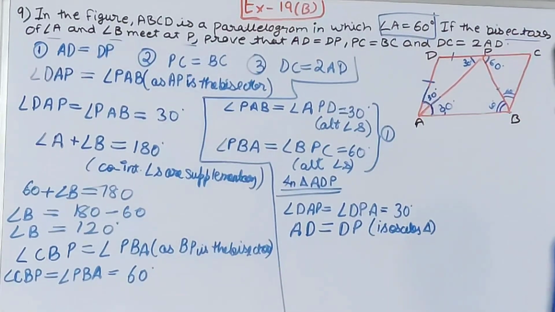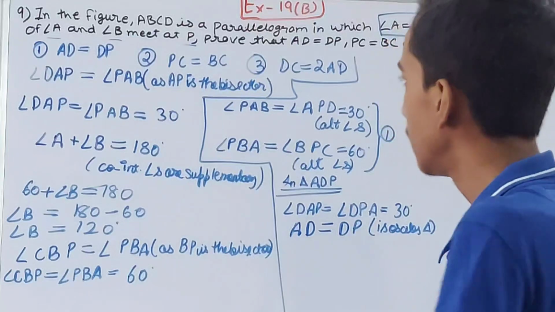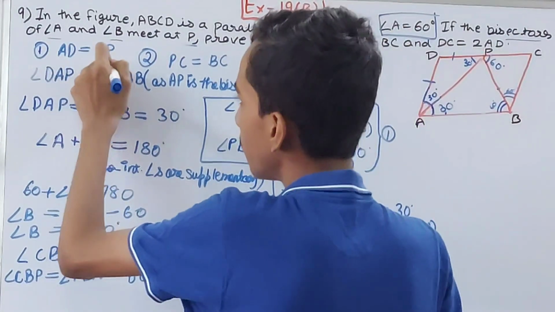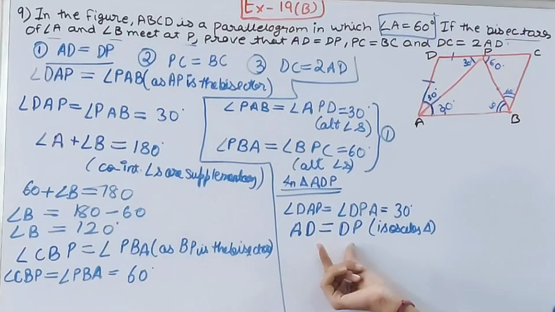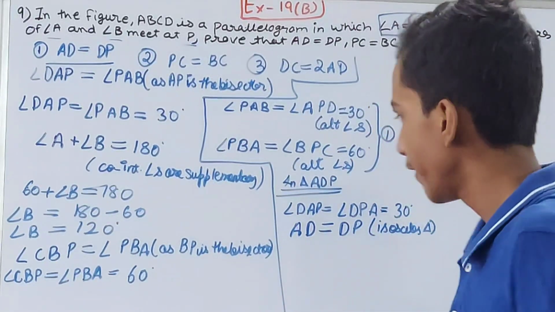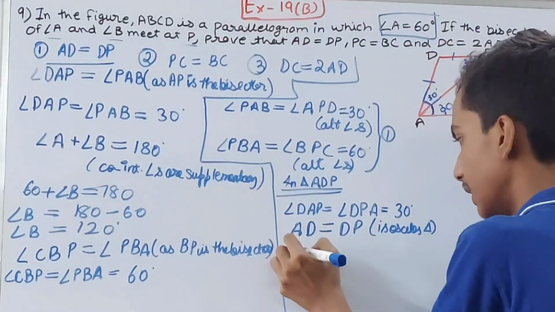Now look in the question, the first part that we had to prove: AD equal to DP. Have we not reached that conclusion? Yes. So the first part we have done. You can write here, hence proved.